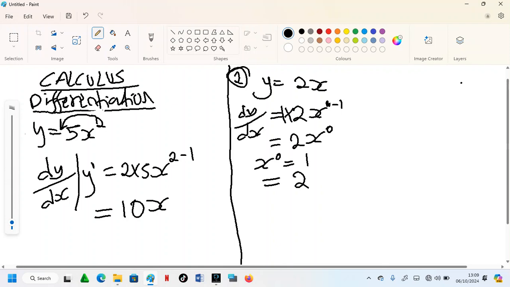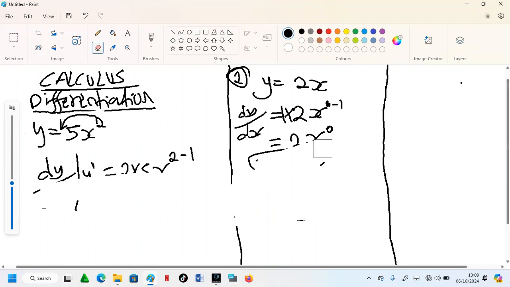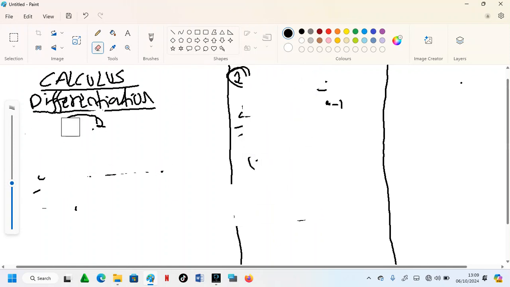And therefore, some people just say that when you differentiate something like 2x, you just drop the x. Like you have 2x to power 1, you just drop the x. You remain with the constant. But that is pretty much why we normally drop the x, and we remain with the constant. Let us have an example that is a little bit more complicated than this.